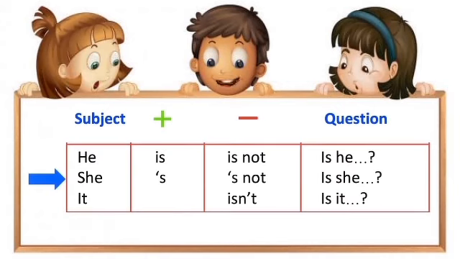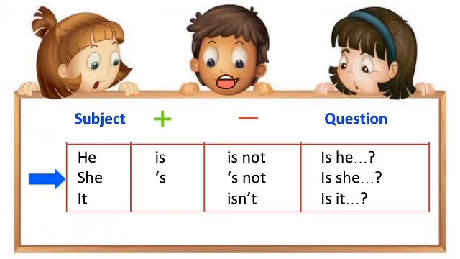Is is used for singular nouns. A singular noun refers to one person, place, or thing. He, she, it, or a name of a person. The positive form is the subject plus is. For example, he is, she is, it is. Or we can use the contraction he's, she's, it's.